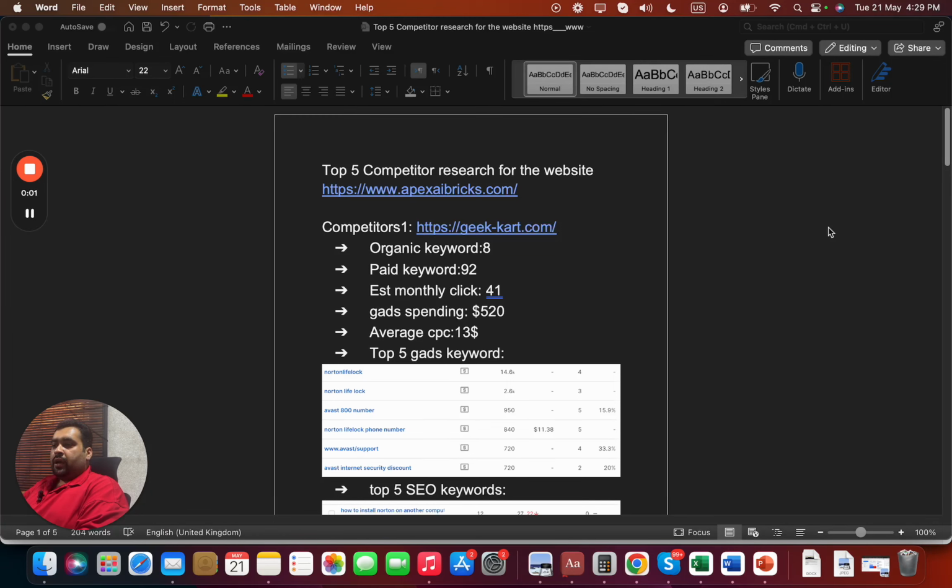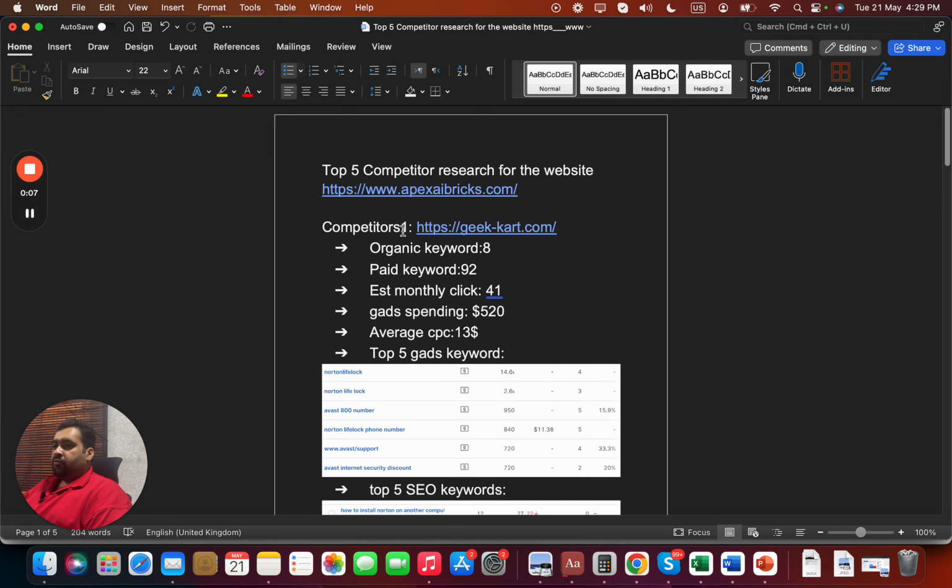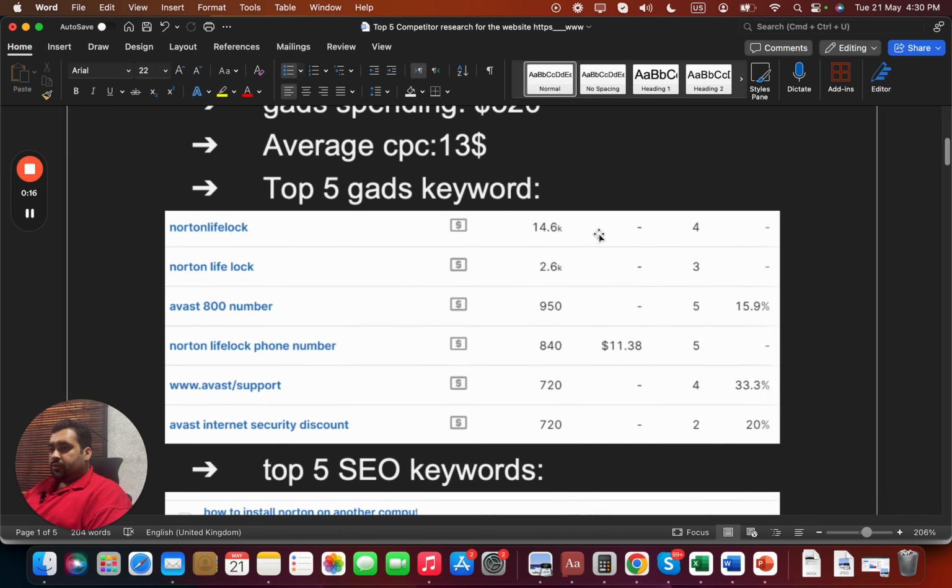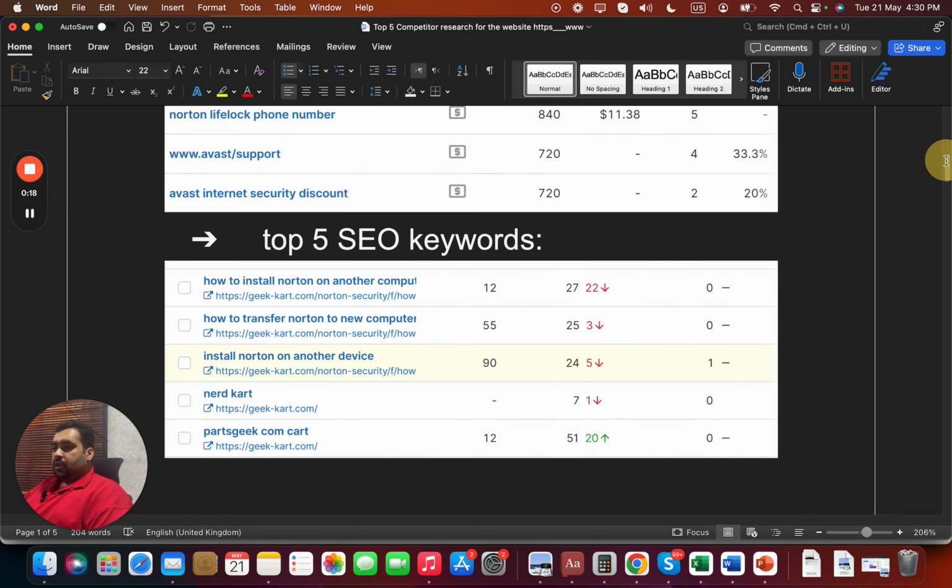So I just wanted to add some data regarding comparative research for the website. You can see over here that we found this one as the first competitor, where we saw some paid keywords matching our targeted keywords. So I'm just sharing with you guys so you can see the keywords over here.